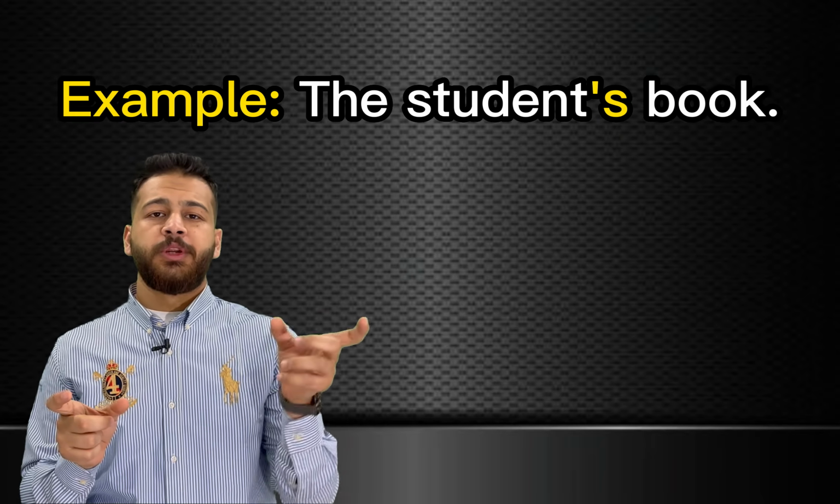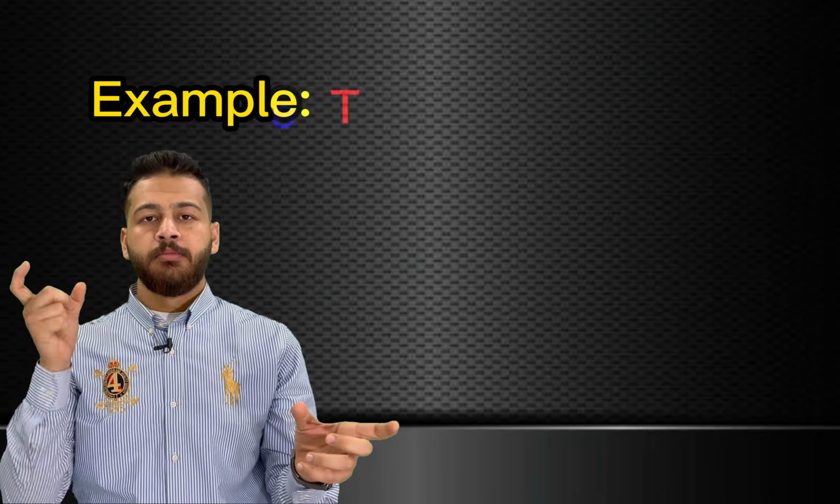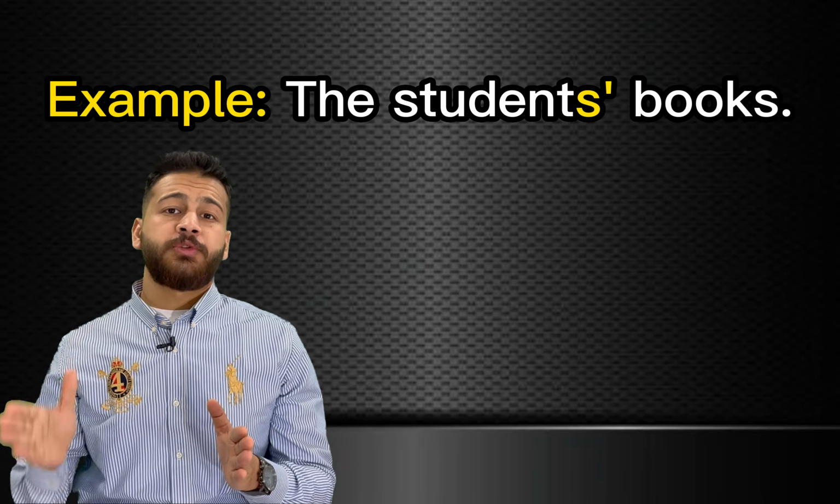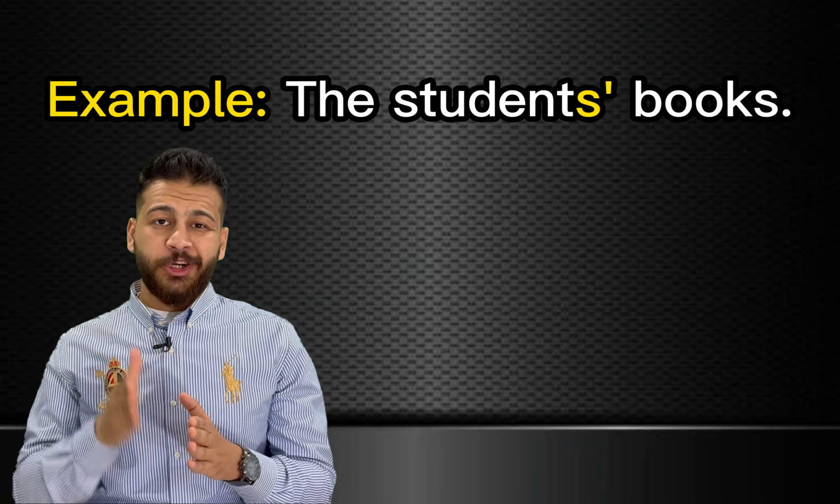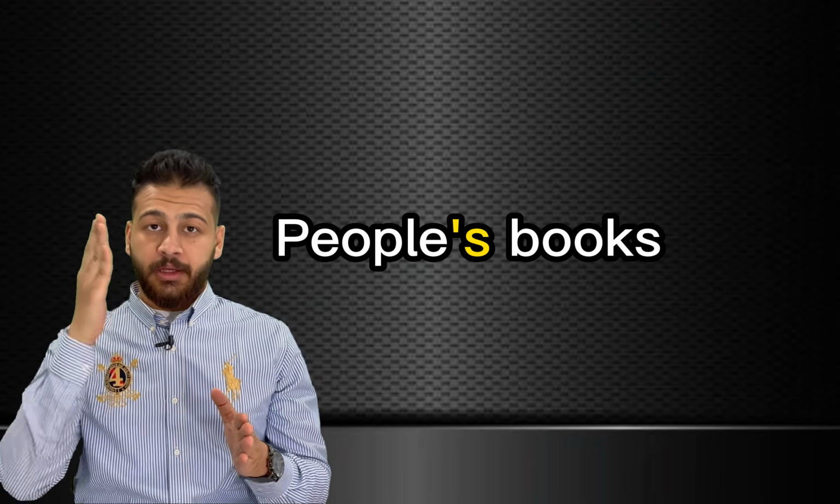What if the word student is plural? If it was students, how can I show the possession? Like I want to say that these books belong to the students. So I'm going to add the apostrophe after the S. So it's going to be the students' books. If the word is plural and it ends with an S, you're going to use an apostrophe after the S. If the word is plural and it does not end with an S, like the word people, then I'm going to add an apostrophe and then the S, like this example.